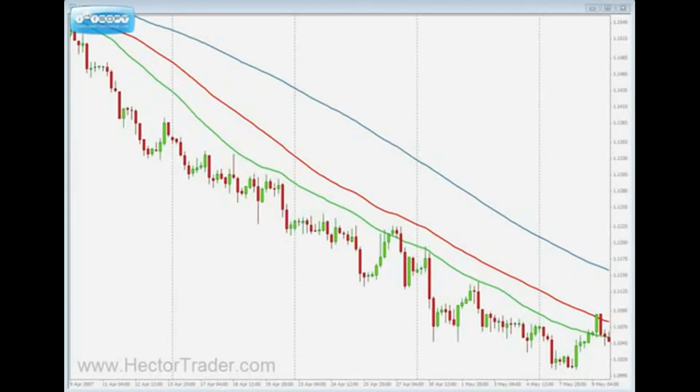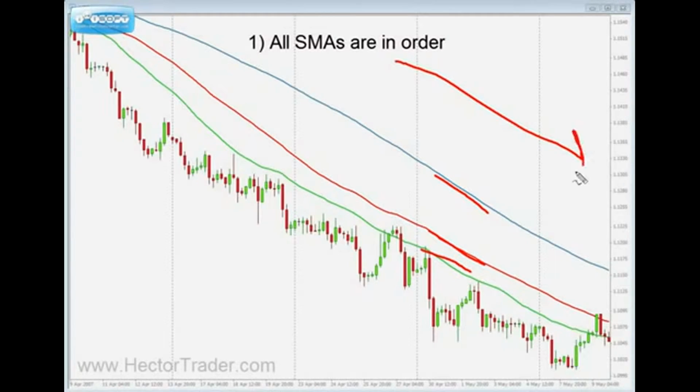Alright, the first condition is that all the 3 simple moving averages are in order. As you can see, in this case we have the 30 moving average below the 50 and the 50 below the 100. That means that the first condition is fulfilled, and therefore, if all the other conditions apply, we are possibly looking into a solid downtrend.